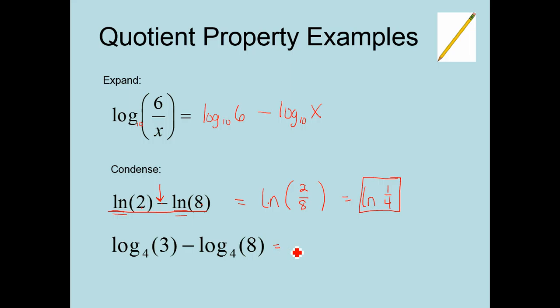Now let's condense this next one and we should be good to go on the quotient property. So this one is a log base 4 of both parts. So we're going to write log base 4. What was happening? Well, we had a 3 divided by an 8. So 3 divided by an 8. Can we simplify 3/8? Nope. So we would just leave it as is. This is the condensed log expression, okay?